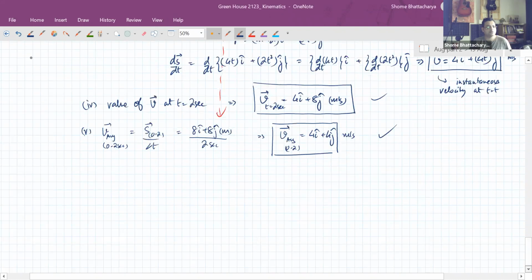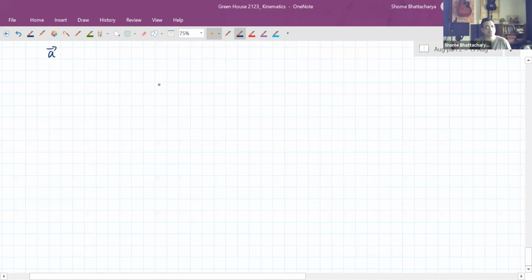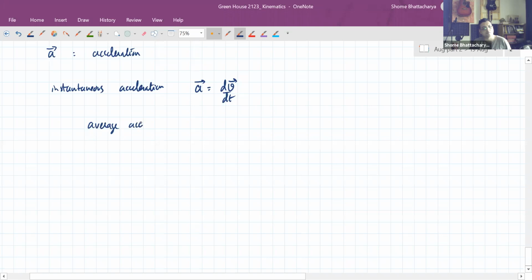Now the third parameter, which you must have guessed, is acceleration. So displacement, velocity, and acceleration. Of course, position also is there, but these are the main parameters. Acceleration is also defined as a vector. The instantaneous acceleration is defined as the instantaneous rate of change of velocity with respect to time. And the average acceleration, though very rarely used, is the average rate of change of velocity with respect to time, or v2 minus v1 upon t2 minus t1. Generally we talk about instantaneous acceleration only, so the term acceleration alone means instantaneous.